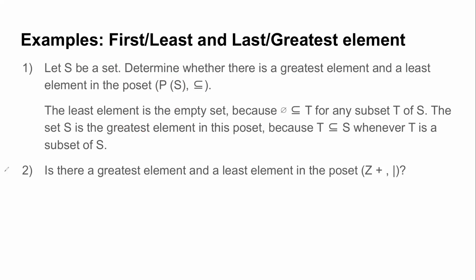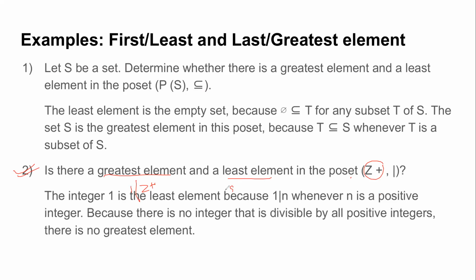This question should also clear your well-ordered set doubt. Is there a greatest and least element for this? Positive integers and divisibility. Excellent. One is the least element because one divides all positive integers. But we don't know any other integer which is divisible by or divides all positive integers. So the least element is one, but we don't know anything about a greatest element.